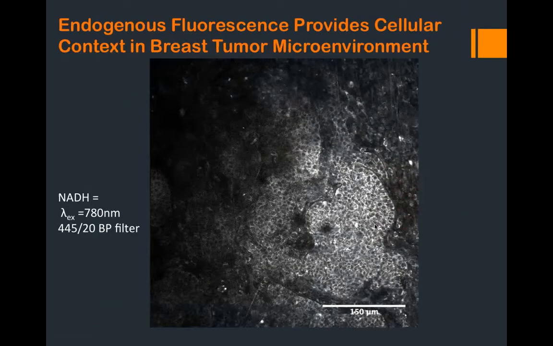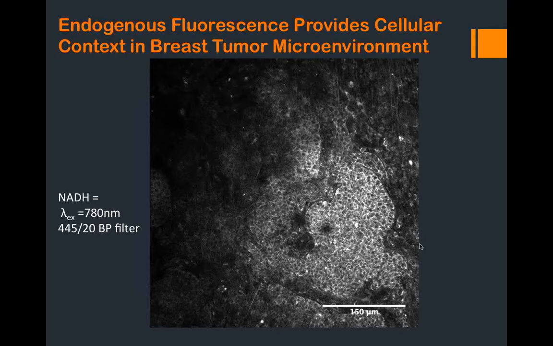And so by hooking this up to our Ultima IV and setting a wavelength for excitation and our filters for NADH, we see a really beautiful image of our tumor architecture. What we're looking at here is a large tumor, and these little black circles would be nuclei that are making up the whole mass of this particular tumor.